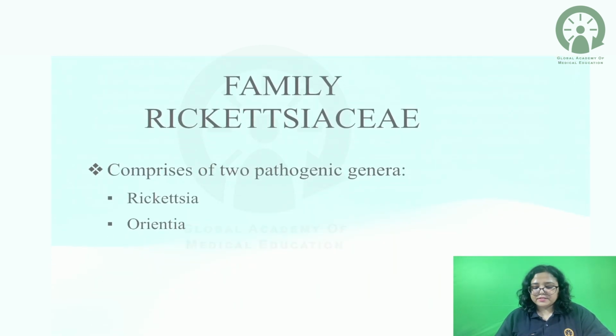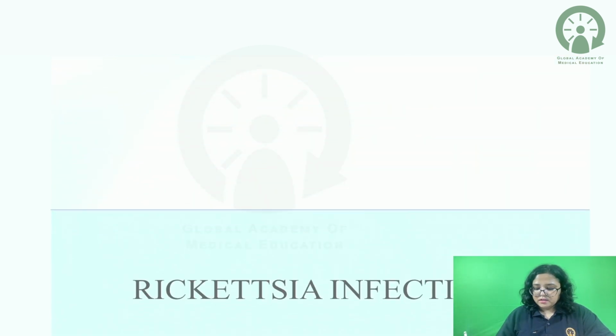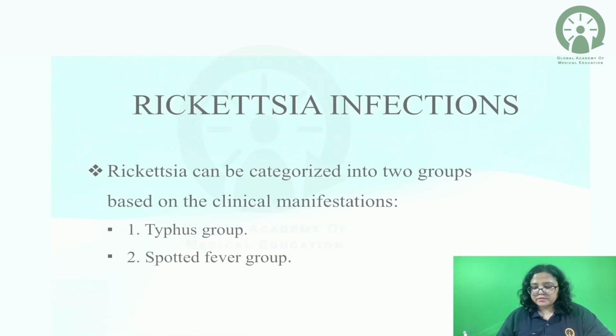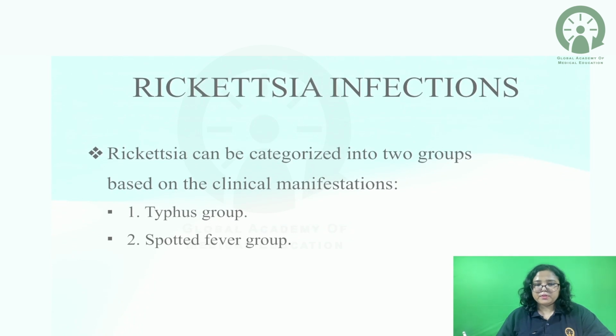Now, the family Rickettsiaceae, as repeated, consists of two pathogenic genera, Rickettsia and Orientia. So, infections can be categorized into two broad groups: one is the typhus fever group and the other is the spotted fever group.